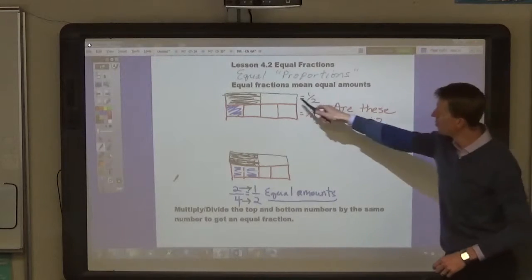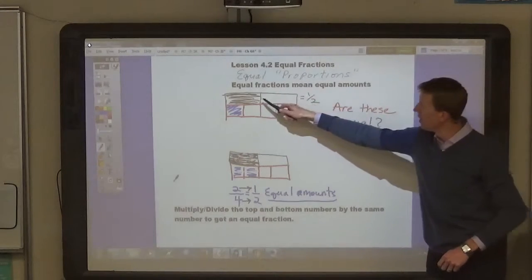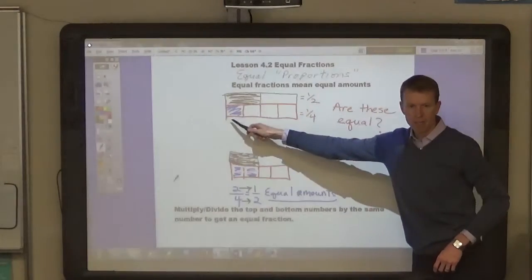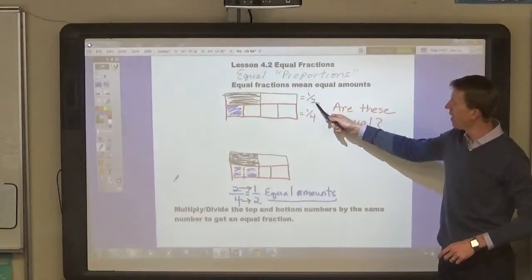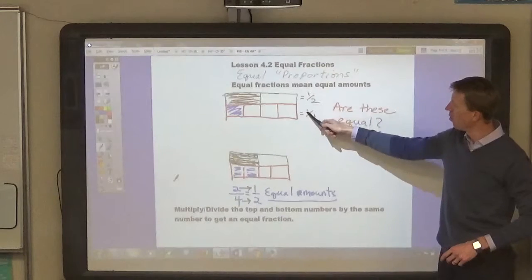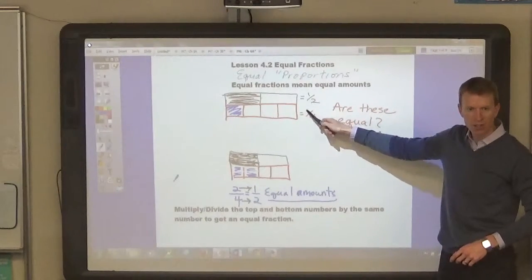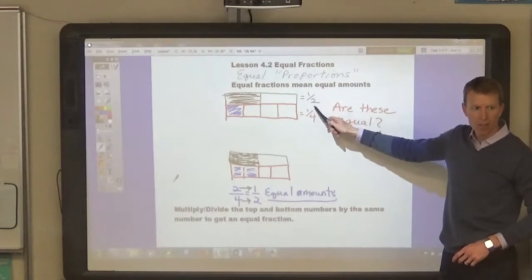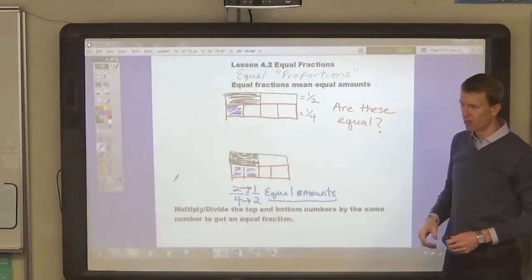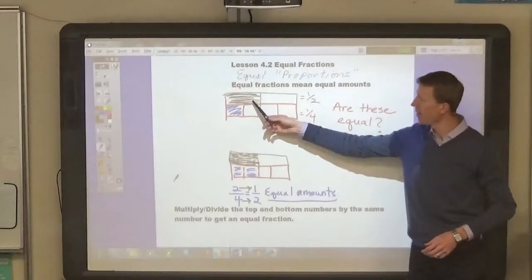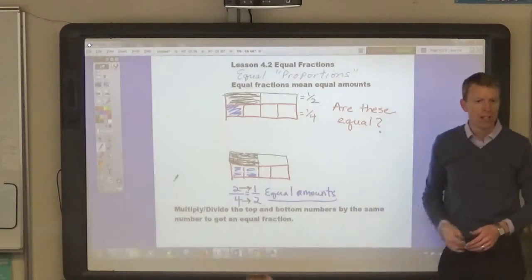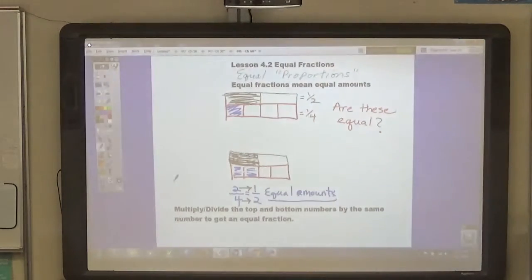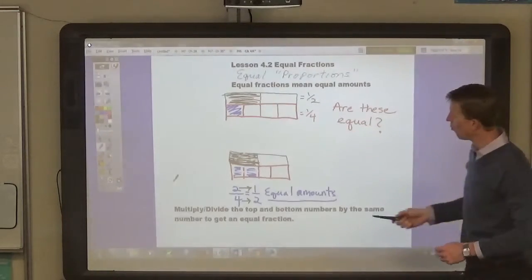So, look at this first model. In both of these models, one piece is shaded. Okay? 1/2 and 1/4. So, the top numbers are equal, but the bottom numbers are not equal. And you can see from the drawing that these are not equal amounts, are they? So, if we're talking about equal fractions, we are talking about what exactly?